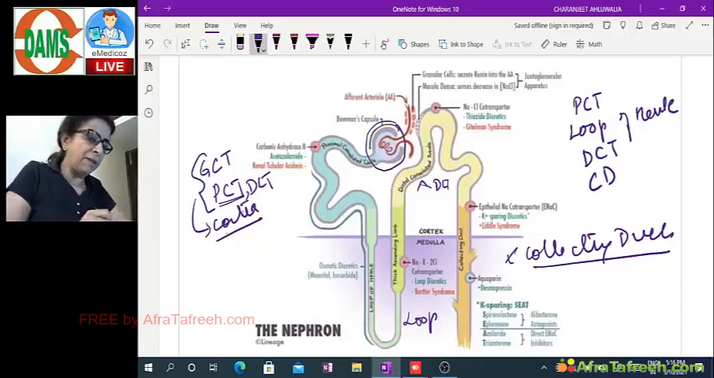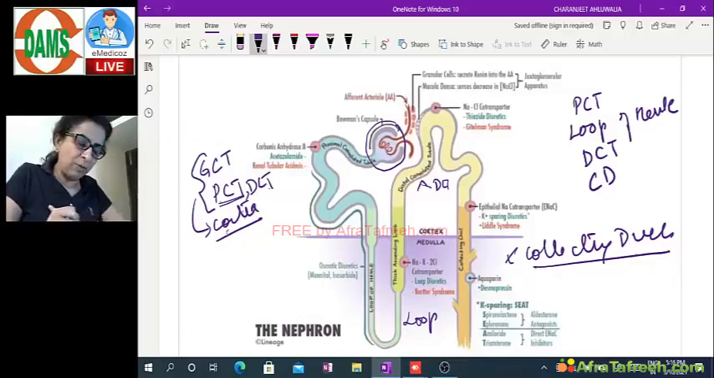So the glomerular capillary tufts, the proximal convoluted tubules, and the distal convoluted tubules, they all lie in the cortex. What lies in the medulla? Most of the loop of Henle and the collecting ducts lie in the medulla.